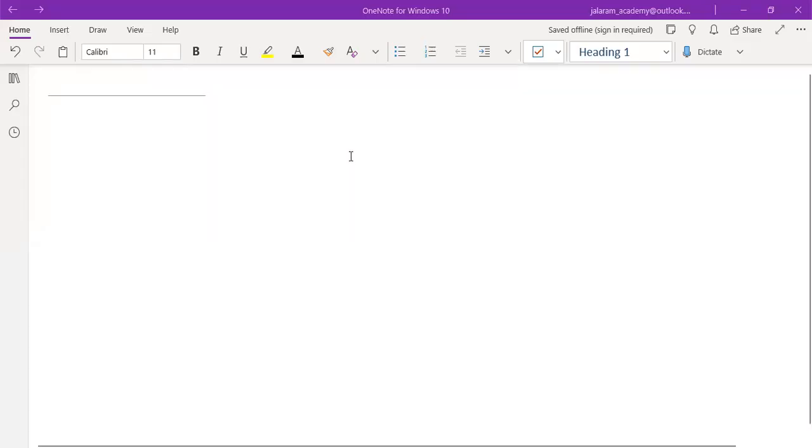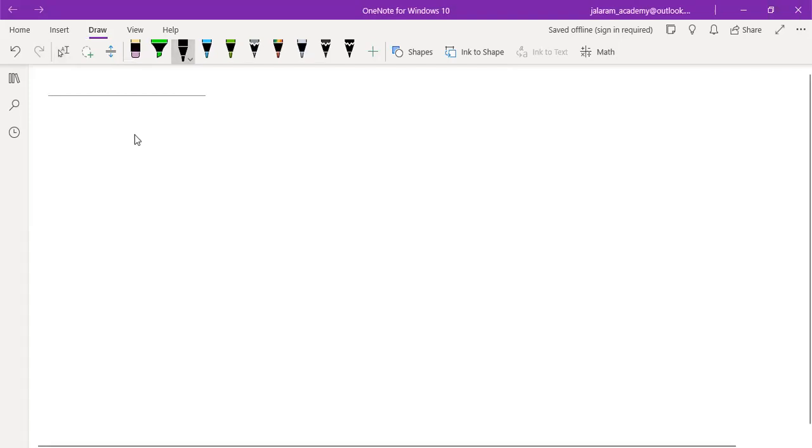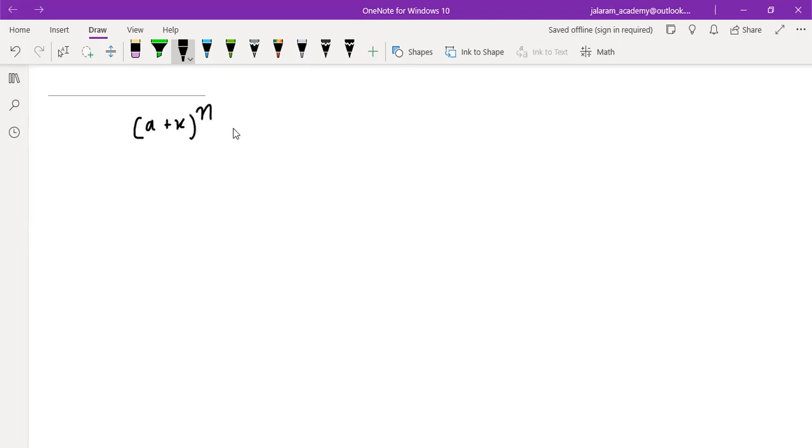So first of all, we will discuss how to find the middle term of a binomial expansion. (a + x)^n is there. So what will be the middle term of (a + x)^n? It depends on the value of n, whether n is even or n is odd.